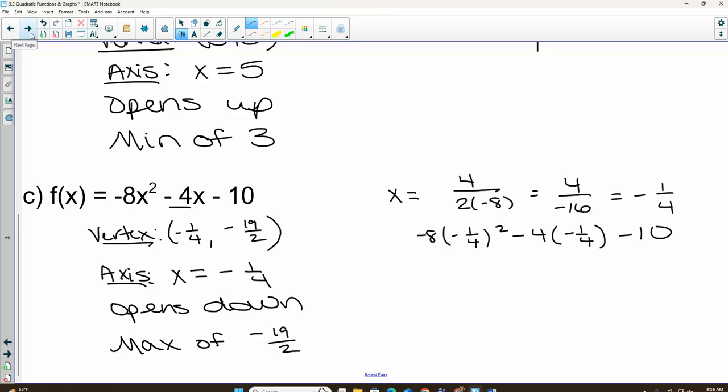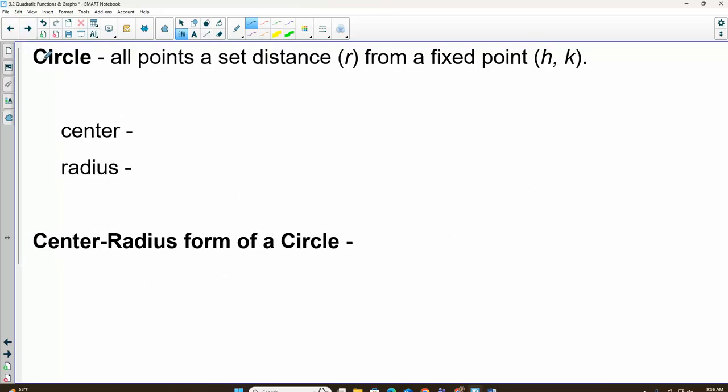So that's kind of wrapping up and reminding us of what we did yesterday. Today, we need to add in another piece. This isn't a quadratic function, but it is related. I want to talk about circles just a little bit.